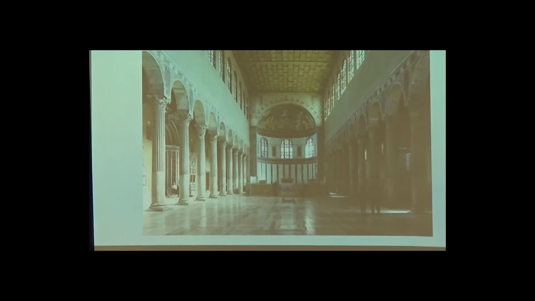If you look, you see the columns in a row going down? That is, if the center is the nave, that wall on either side is the nave arcade wall. So some of you may say, what is an arcade? An arcade is a series of columns and arches.